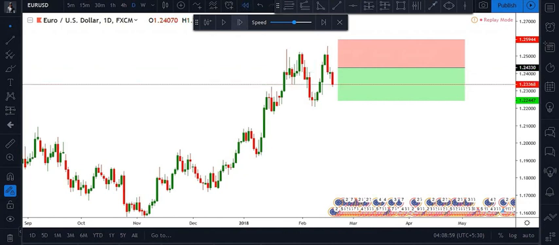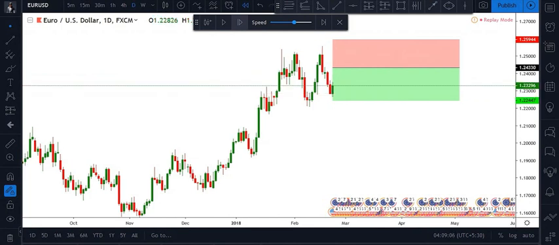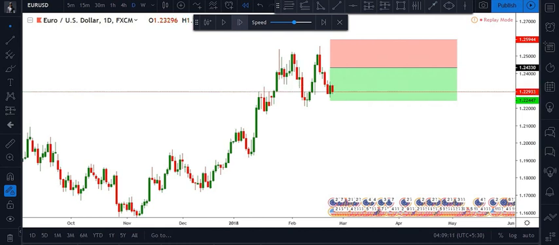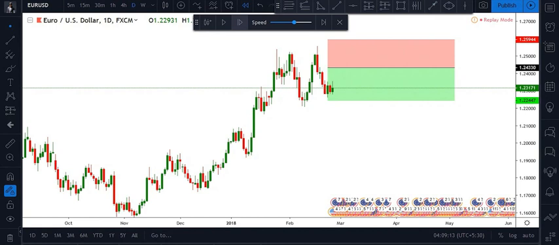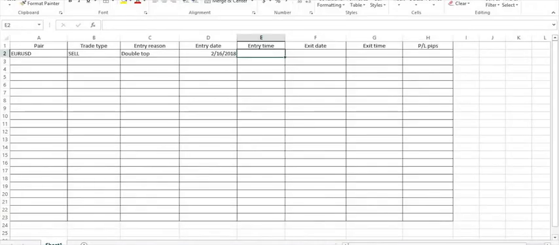And let's play this and see what is going to happen. All right. We just got filled at our target. All right, now we enter the exit date, 27th of February in 2018.